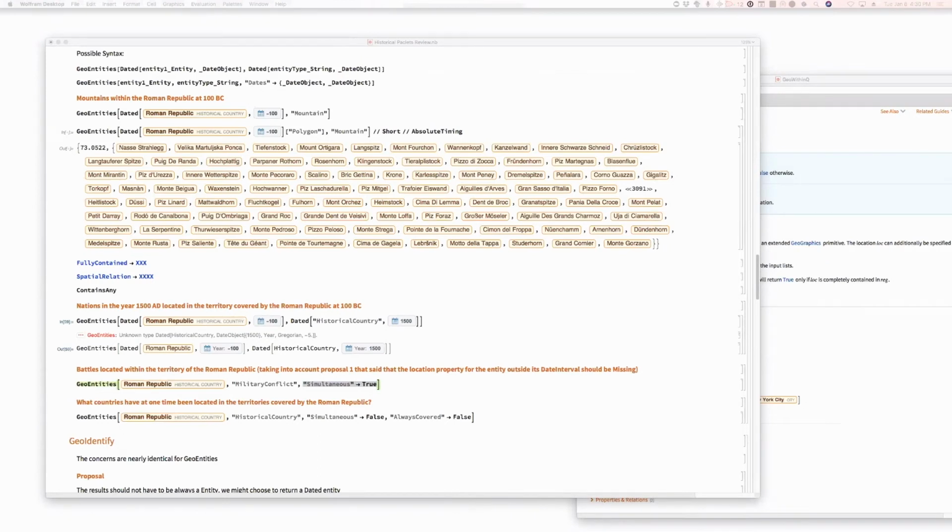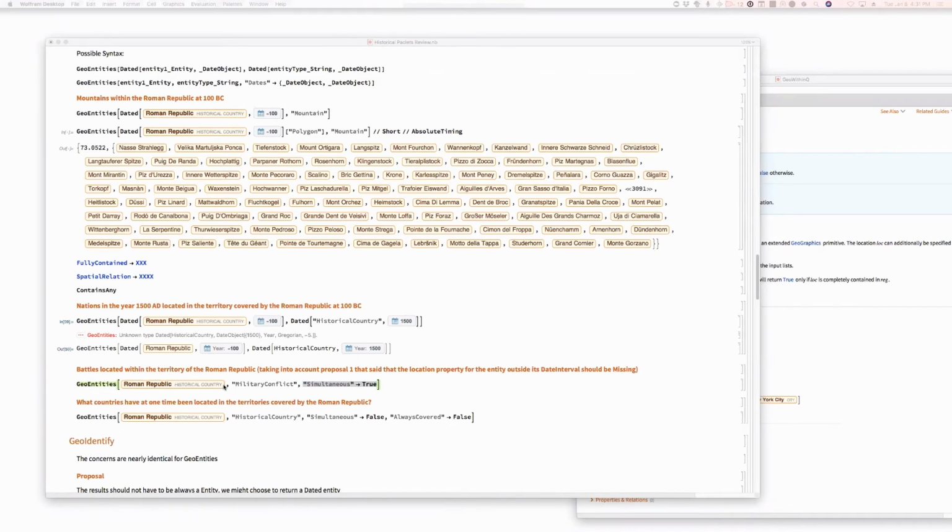You don't know when the Roman Republic existed, but you want to find out what military conflicts occurred in that period. Simultaneous is a totally weird word. I mean, that's basically the natural dated period. Geoentities here is asking for the Roman Republic, over the full course of the Roman Republic.